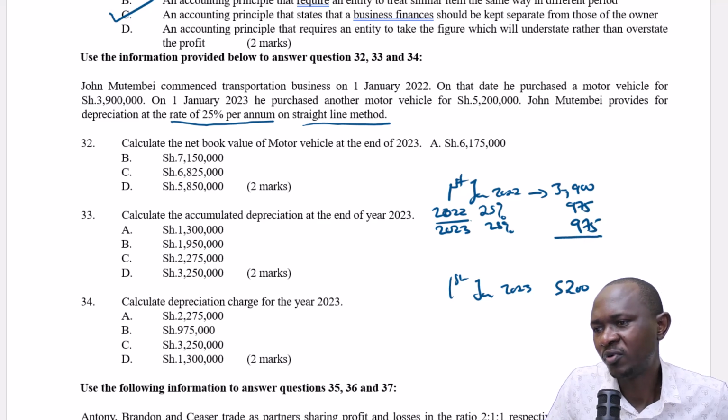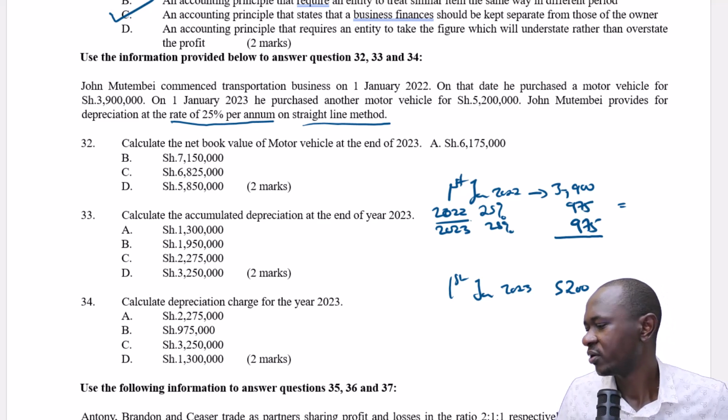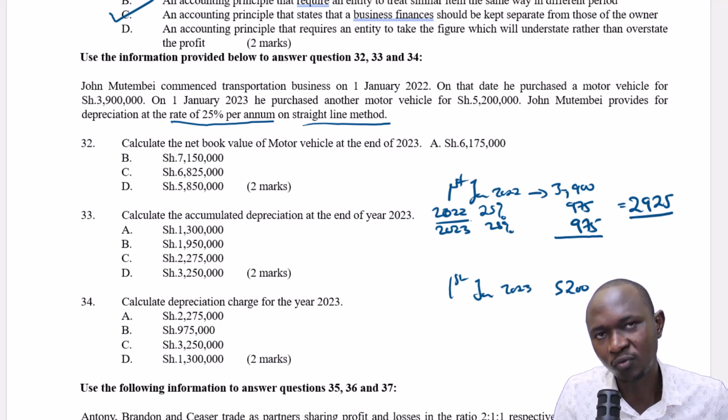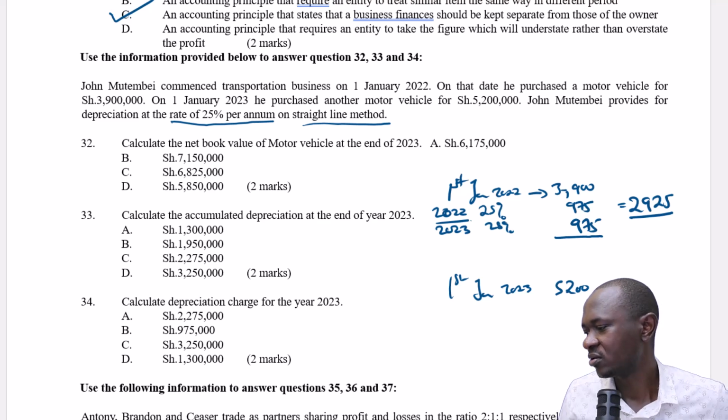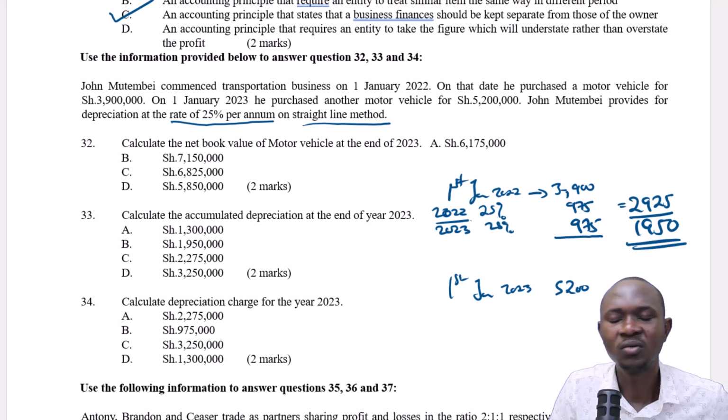If we go by this, at the end of 2022, what will be the value of the vehicle? It will be 3,900 minus 975, which is 2,925. This will be the value of the vehicle as at the end of 2022. As at the end of 2023, it will be 2,925 minus 975. This will give us 1,950. So this is the value of this vehicle as at the end of 2023.